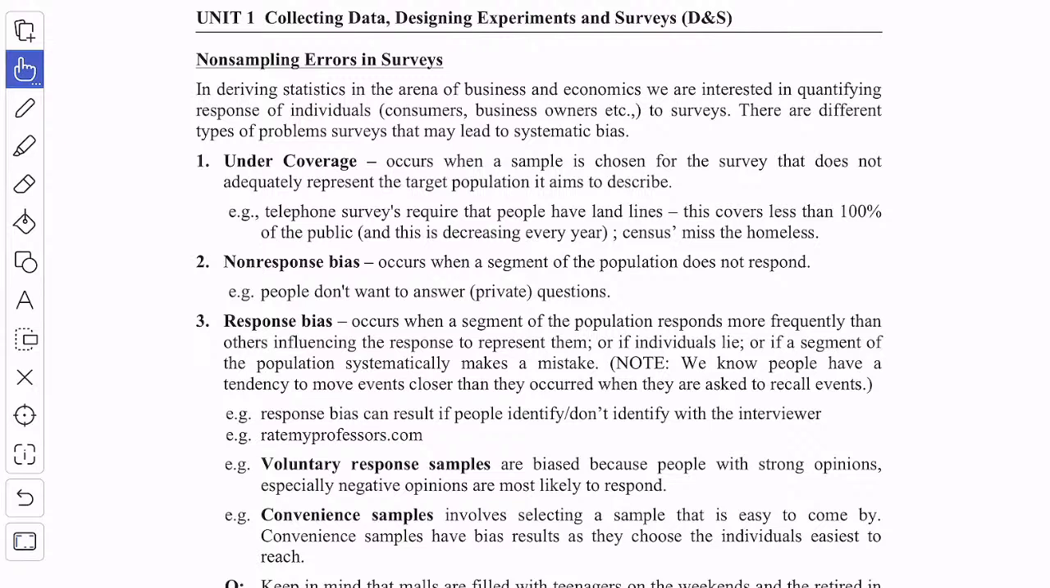So the last thing I explained were the type of samples known as multi-stage sample and stratified sample, and I distinguished between them and also explained as a video they could be used together.